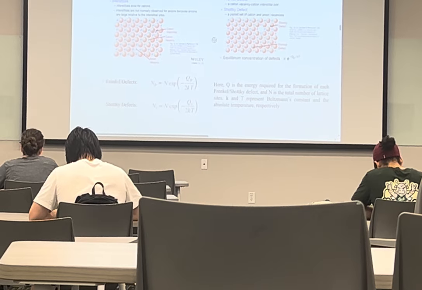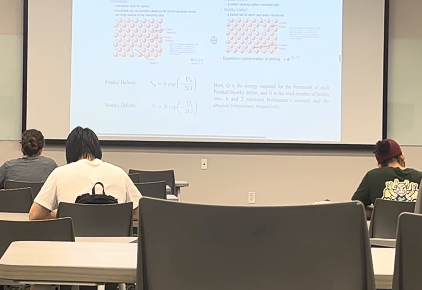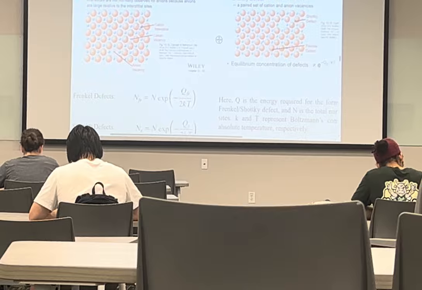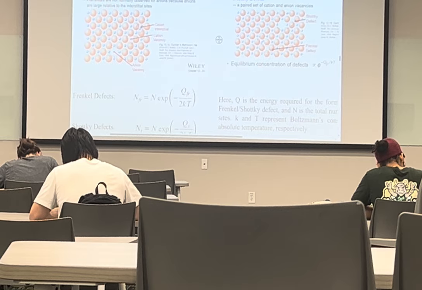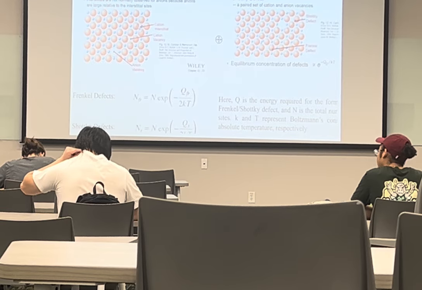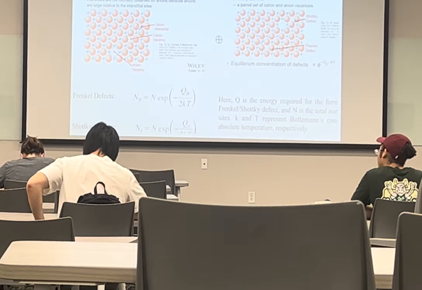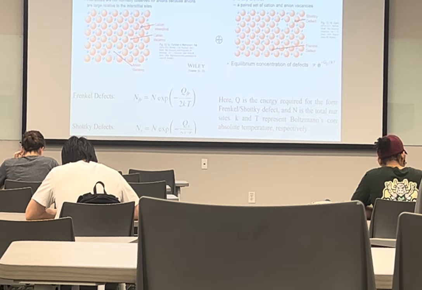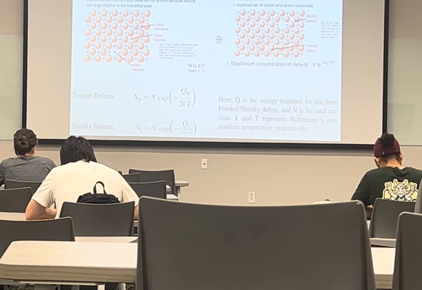You might ask why there is not a third type of defect, because interstitial defects are only for cations. You cannot have an anion interstitial, because anions are very large, and you cannot add one somewhere in the lattice because it's going to put a lot of strain in the lattice. So there is no interstitial anion. Interstitial is only for cations.